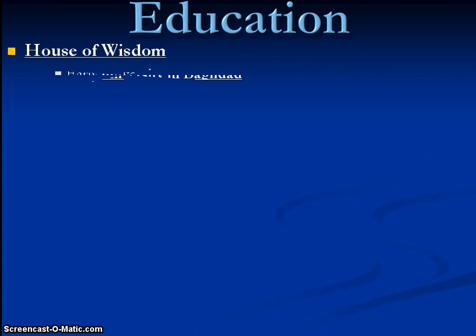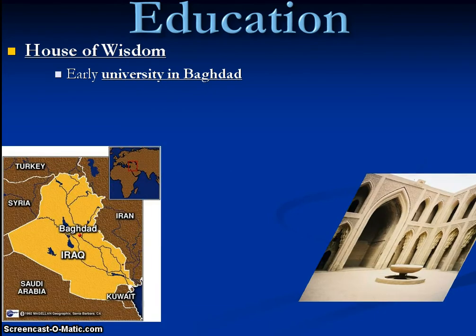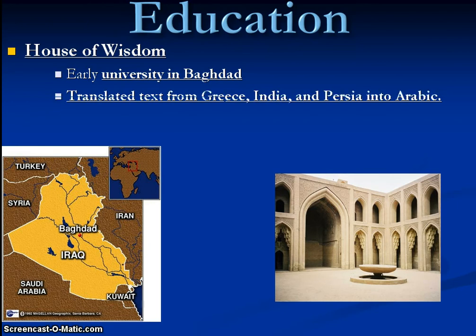Education. You have the House of Wisdom. It's the early university in Baghdad. Remember, under Al-Razi, it becomes this huge center of culture and learning. So it makes sense. You have translated text from the Greek, from Indian sources, and from Persian as well into the native Arabic. Once again, the spread of this Arabic language, very important.